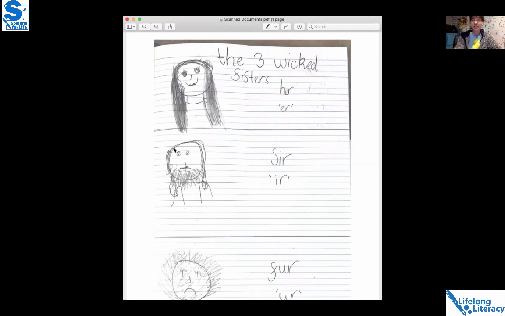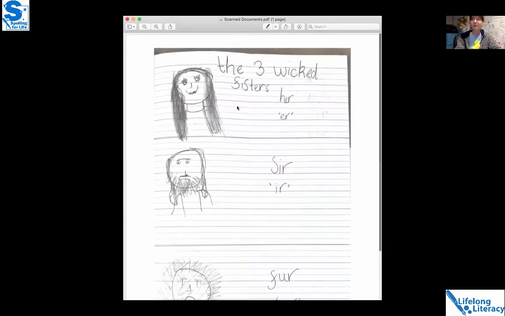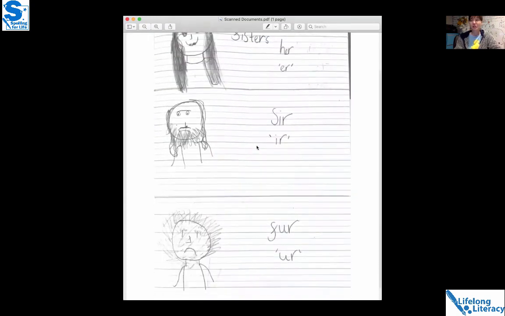And the second Wicked Sister had a really big beard. As you can see, Matilda's drawn the beard and sometimes a moustache as well. And people kept mistaking her for a man and calling her Sir. And then the third Wicked Sister is a werewolf. And when the full moon comes out, he gets fur all over his face. And the third one is much more rare than the first one. Do you see how that works? So that's how Matilda has illustrated all of that. That's very, very high quality.